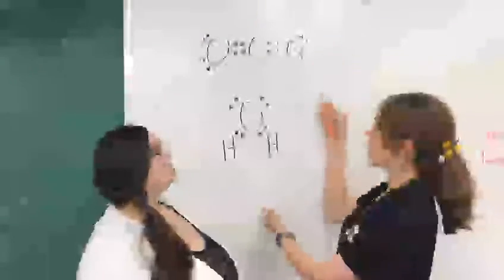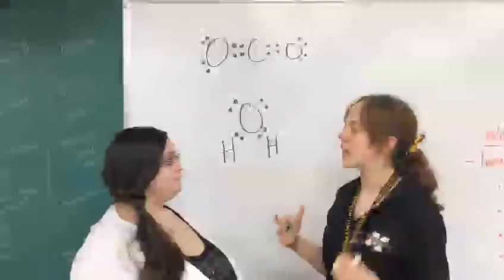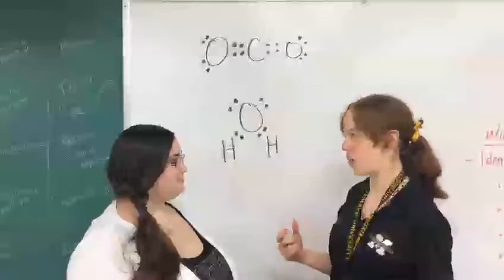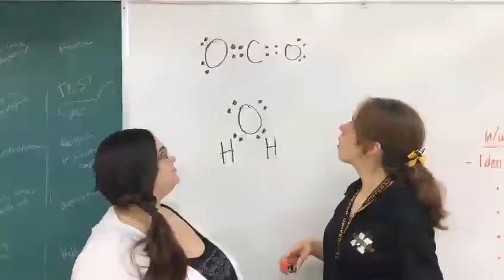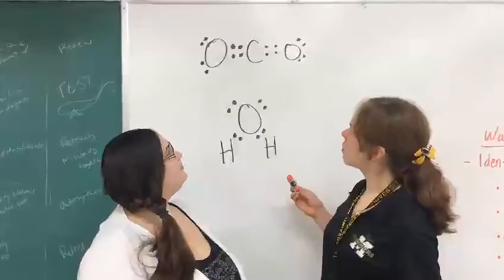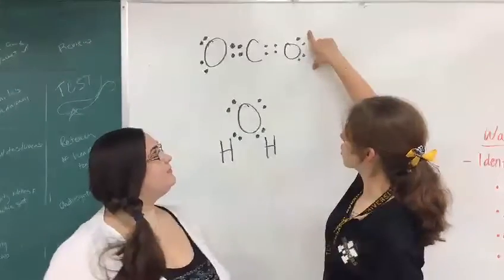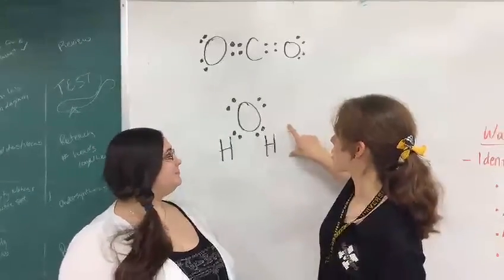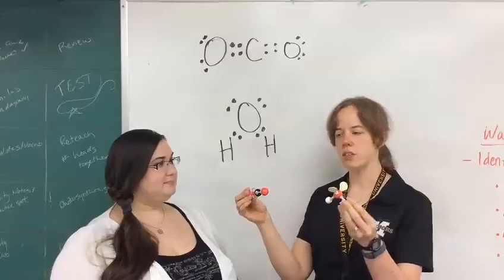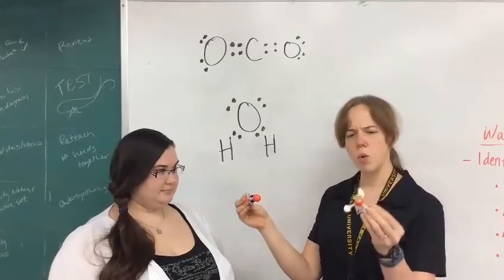Draw our electron dot structures. And then in this module, we're getting into what shapes we get out of that. And so what we have here is our electron dot structure for carbon dioxide and our electron dot structure for water. And these are models of carbon dioxide and water.